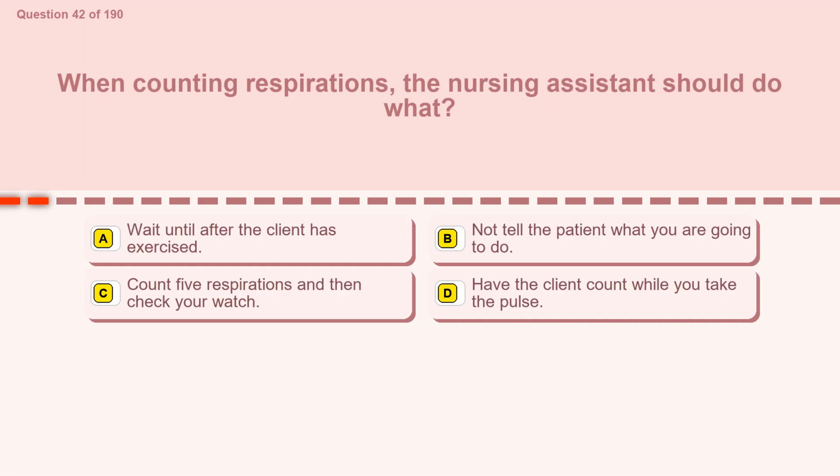Question 42. When counting respirations, the nursing assistant should do what? Option A, wait until after the client has exercised. Option B, not tell the patient what you are going to do. Option C, count 5 respirations and then check your watch. Option D, have the client count while you take the pulse.